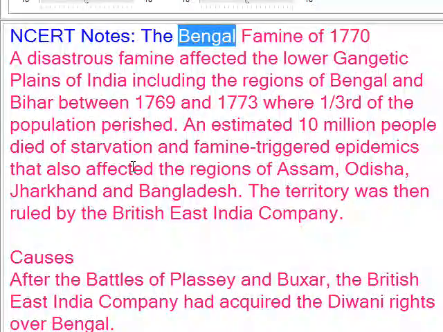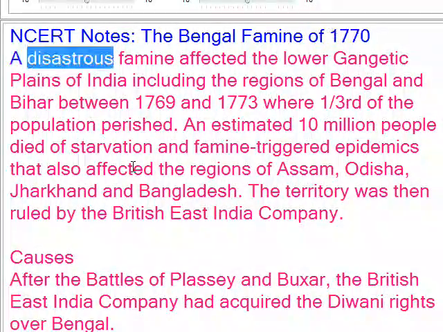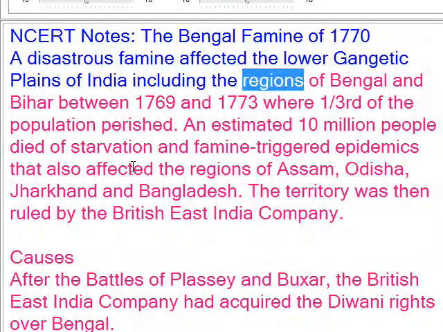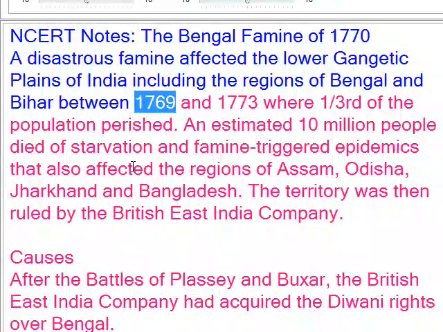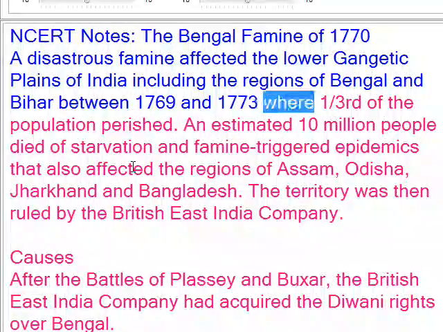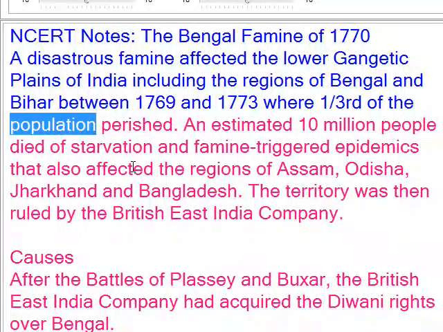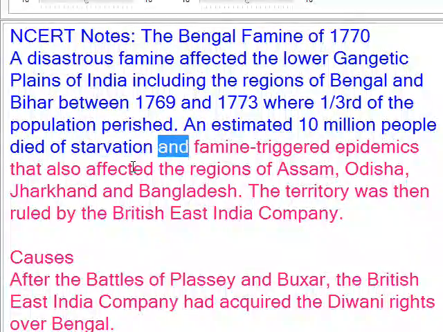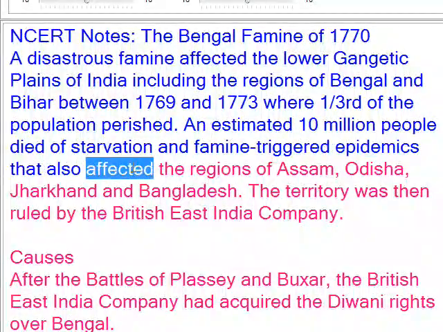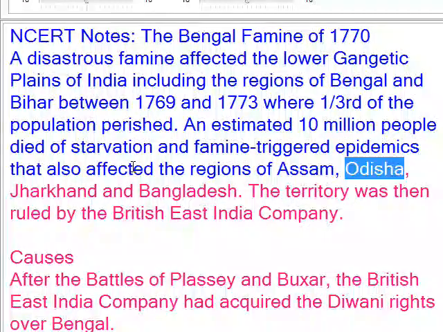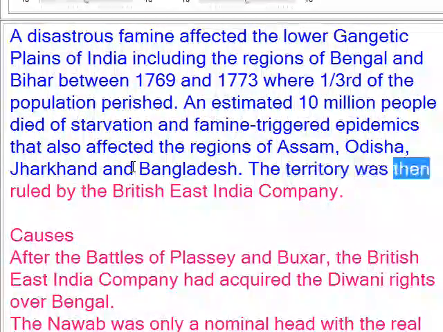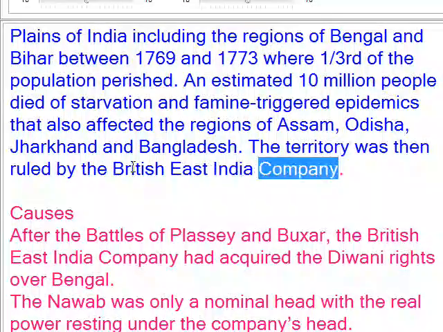NCERT notes, the Bengal Famine of 1770. A disastrous famine affected the lower Gangetic plains of India, including the regions of Bengal and Bihar between 1769 and 1773, where 1/3 of the population perished. An estimated 10 million people died of starvation and famine-triggered epidemics that also affected the regions of Assam, Odisha, Jharkhand, and Bangladesh. The territory was then ruled by the British East India Company.